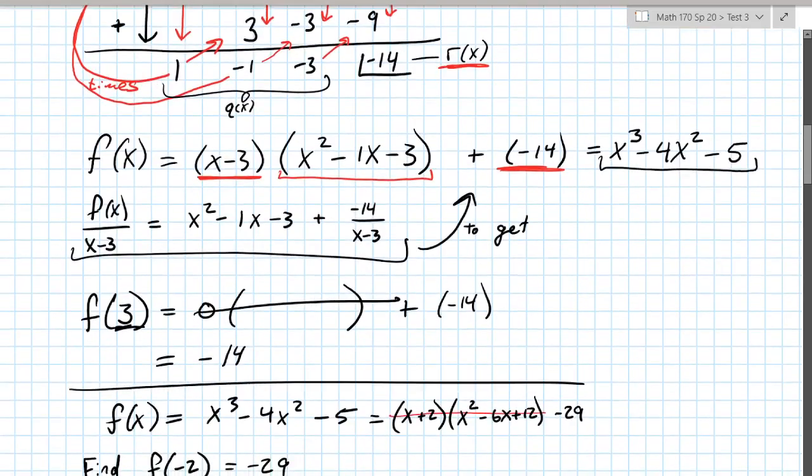We don't really care about all that. We wanted to know what is f of 3. So f of 3, if we were to substitute 3, is 3 minus 3 times some stuff over here, and nobody cares about what this is because 3 minus 3 gives us 0. Then plus the remainder of negative 14, so f of 3 gives us negative 14.